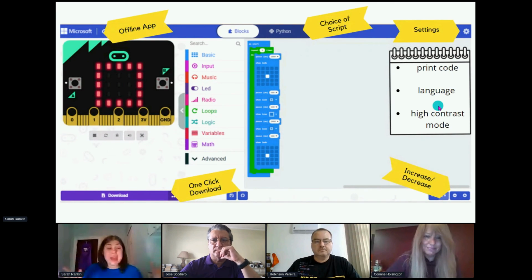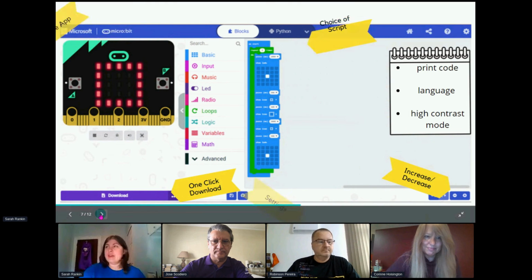The ability to switch languages around too. It doesn't have to be in English. The MakeCode site can be completely in Arabic, completely in French, whatever language you need, it is there. And then again, high contrast mode, such an essential thing to have.